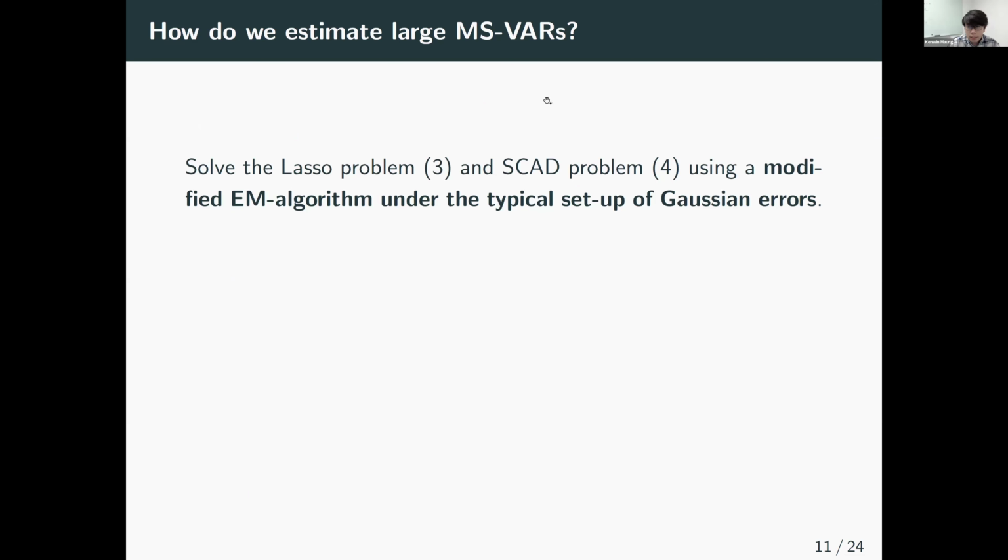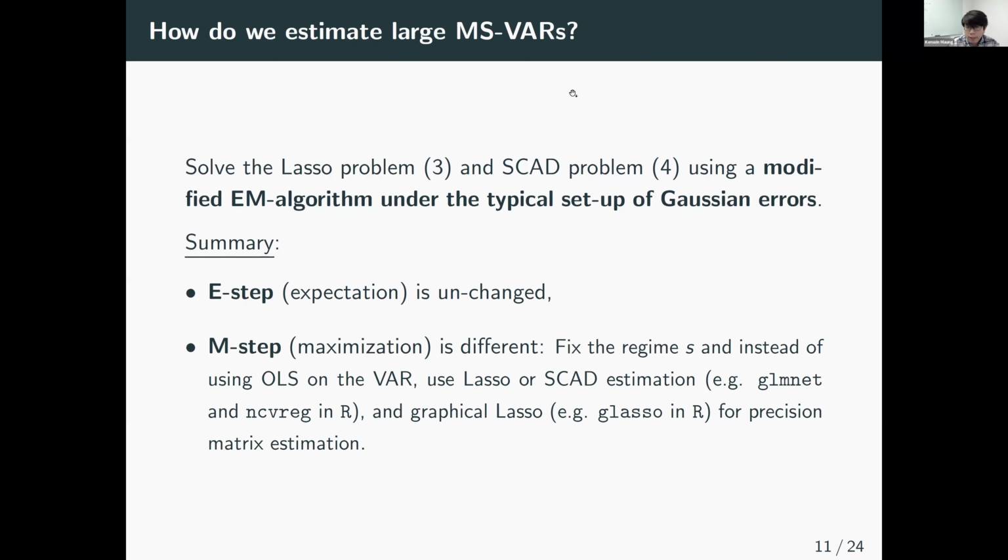So in terms of estimation, we're just going to use the EM algorithm because we have the latent states. And I propose in the paper, for the typical setup of the Gaussian distribution, the expectation step is going to be unchanged, but the maximization step is slightly different. It's just a slight change, in the sense that we fix the regime S like you usually do. And instead of using maximum likelihood for a linear regression, you just use a penalized likelihood with the lasso and the SCAD penalties. This can easily be done in statistical packages because of all these really fast packages or code that have already been programmed.